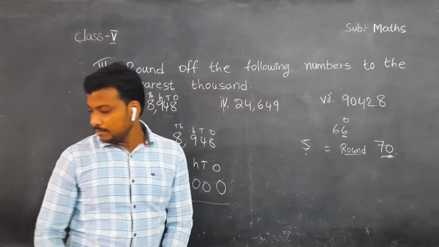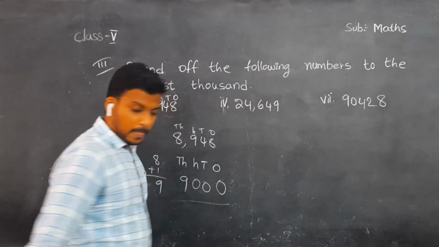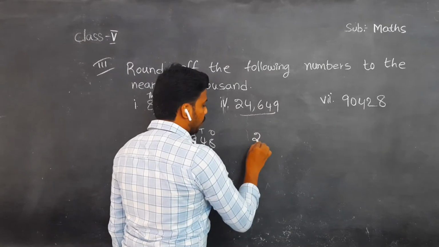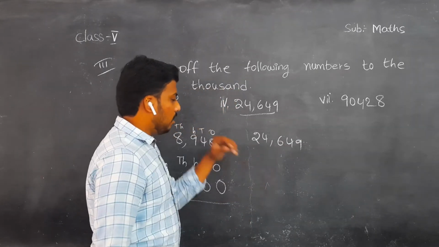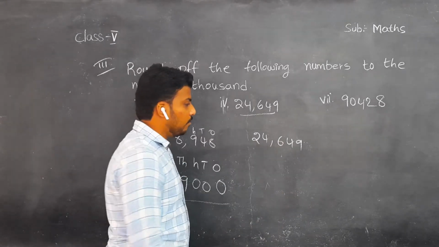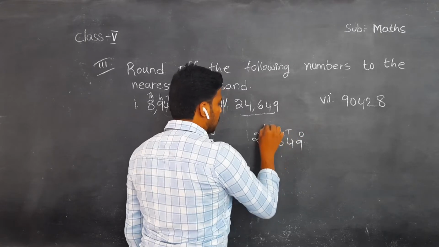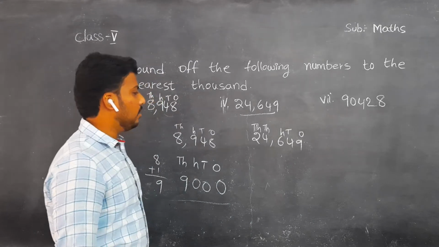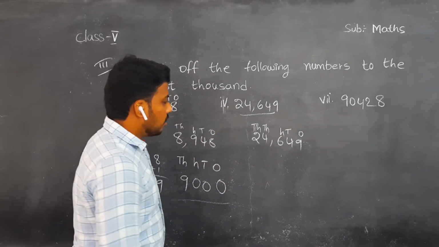Understand? Next case. Next sum. See again, I am taking this number here itself, 24,649. While looking at the number, you should not consider which is thousands. You need to place the value system from right to left: ones, tens, hundreds, thousands, and 10,000s. Here the value is very big, but you need to consider only thousands. They ask thousand. Okay, children.